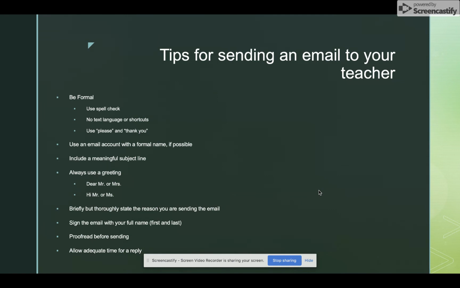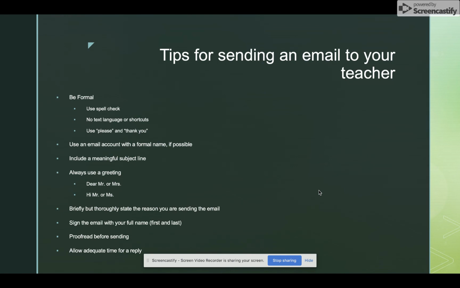Then next you want to briefly but thoroughly state the reason that you're sending the email. So when I say that, you want to make sure that you're giving me your first and last name, your full name, so I know who the email is coming from. And then you want to briefly but thoroughly explain why you're emailing me, what your question is.